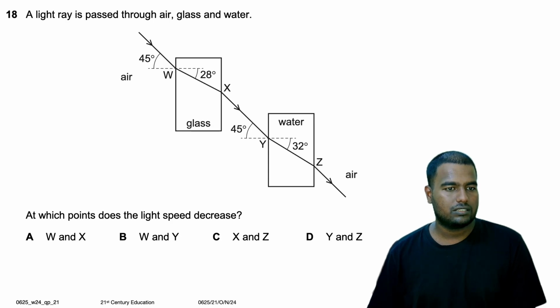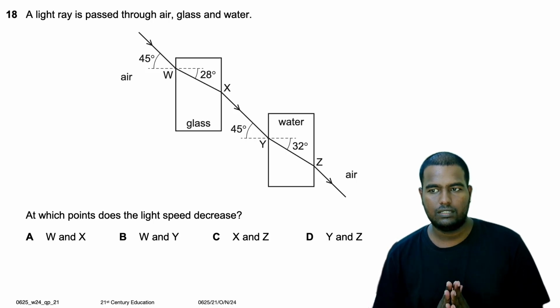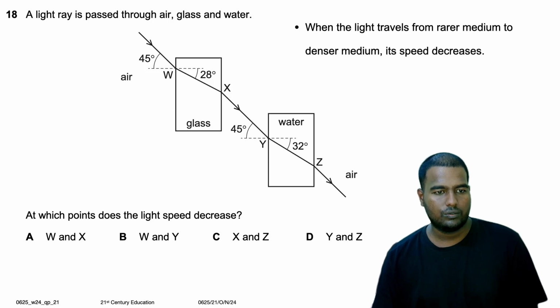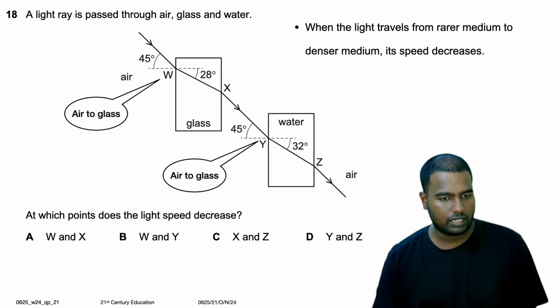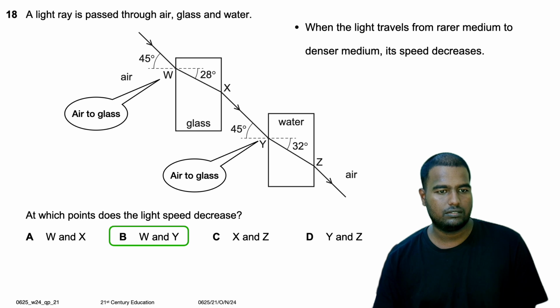A light ray is passed through air, glass, and water. At which point does the light speed decrease? Whenever light enters from a rarer medium to a denser medium, or from a lower refractive index to a higher refractive index, the speed will decrease. So wherever it enters from air to glass, the speed will decrease. It enters from air to glass in two places. One is at W, where it enters from air to glass. Another is at Y, where it enters from air to glass. So it will be W and Y, option B.